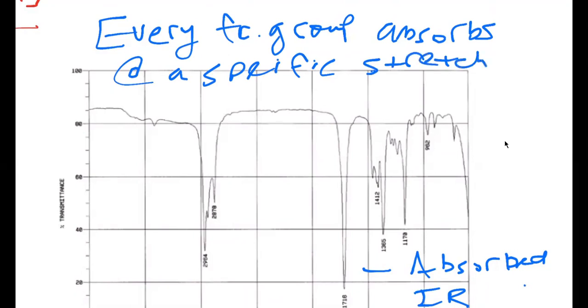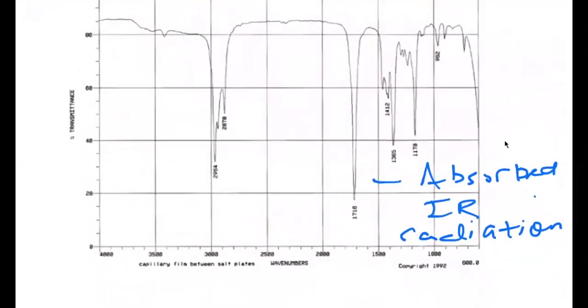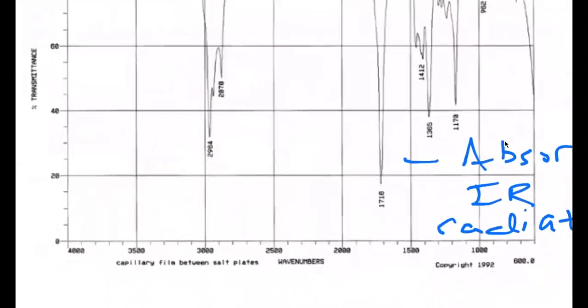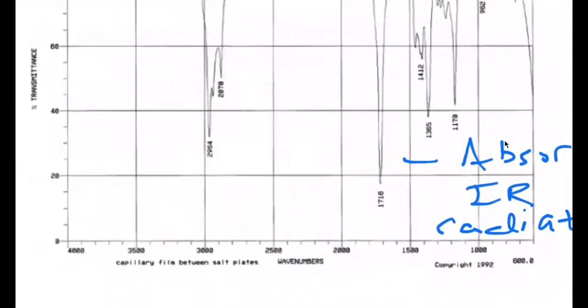I'm gonna say wave number. Right, so every functional group absorbs at a specific wave number. The wave numbers are down here on the x-axis. And I don't know if you can see that, but it's from 0 to about 4,000.